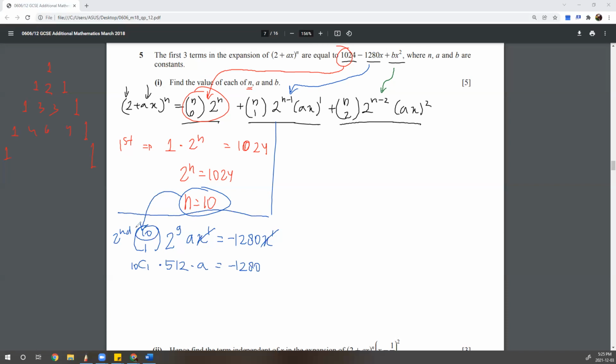Okay, so next. 10C1, using your calculator, is 10. Times a equals negative 1280. So the a will be negative 1280 over 5120. So it's a fraction. Okay. Negative 128 divided by 512. 1 over 4.